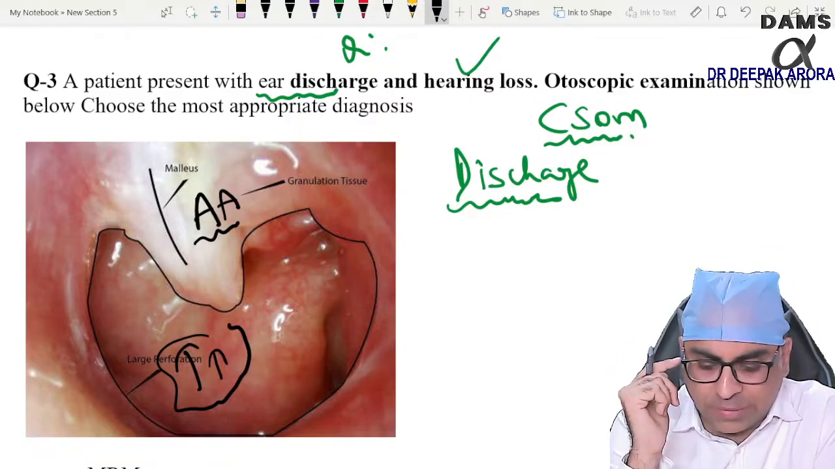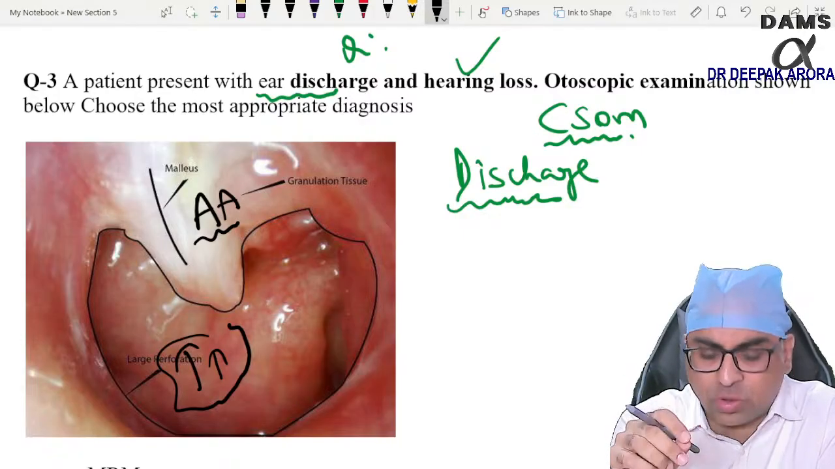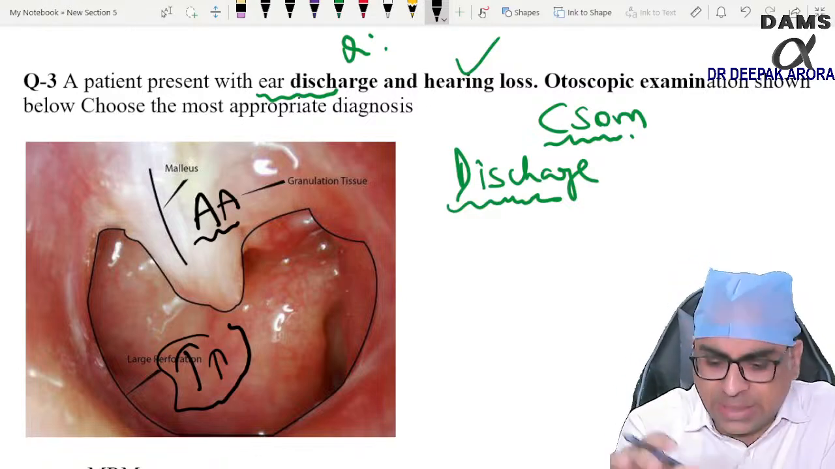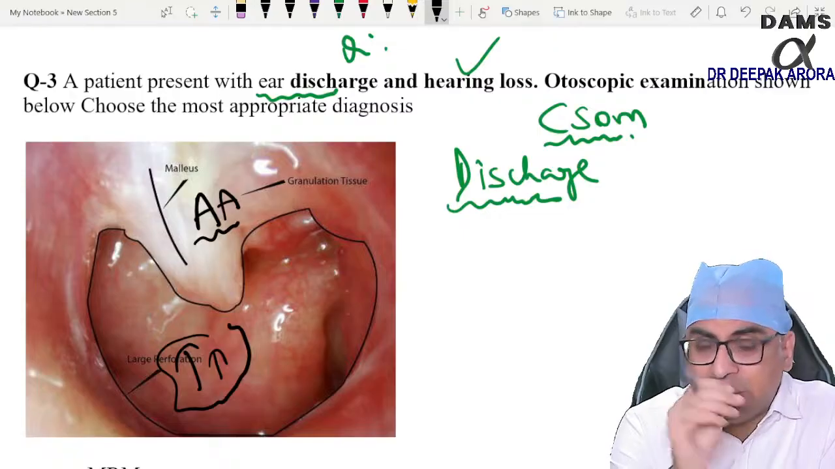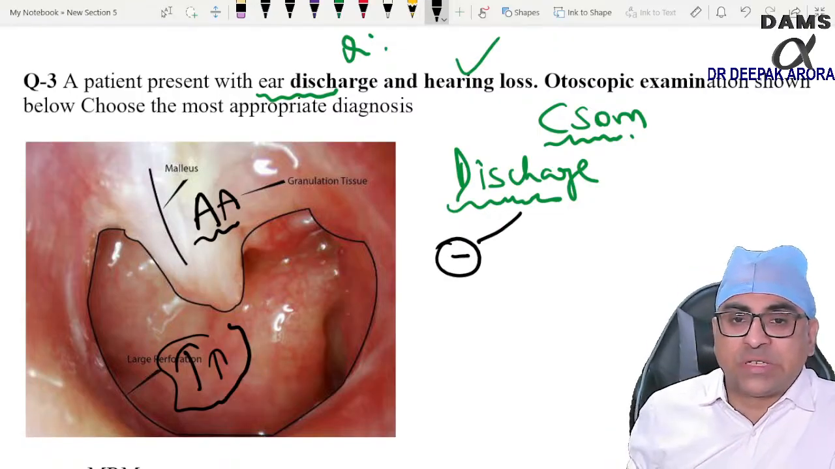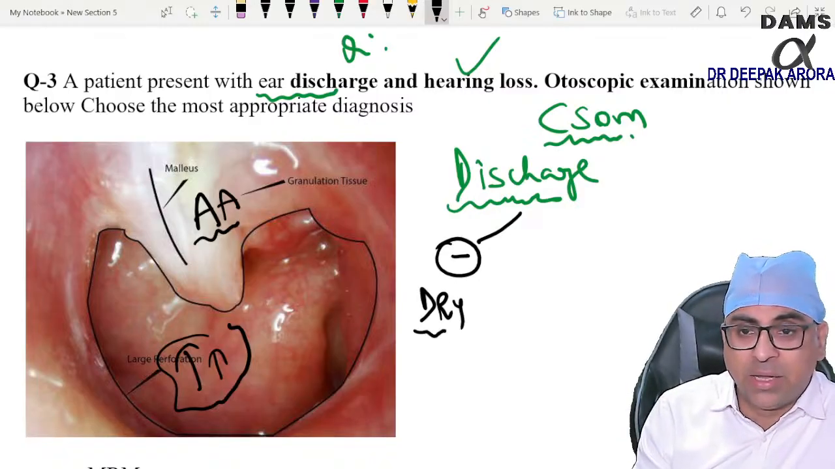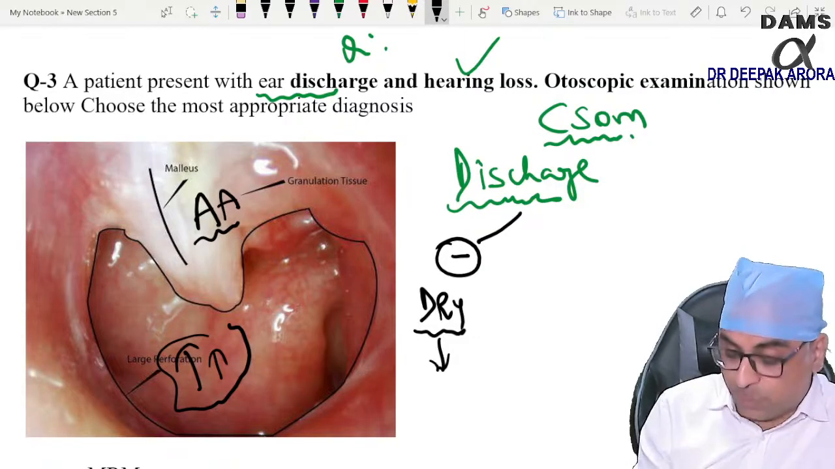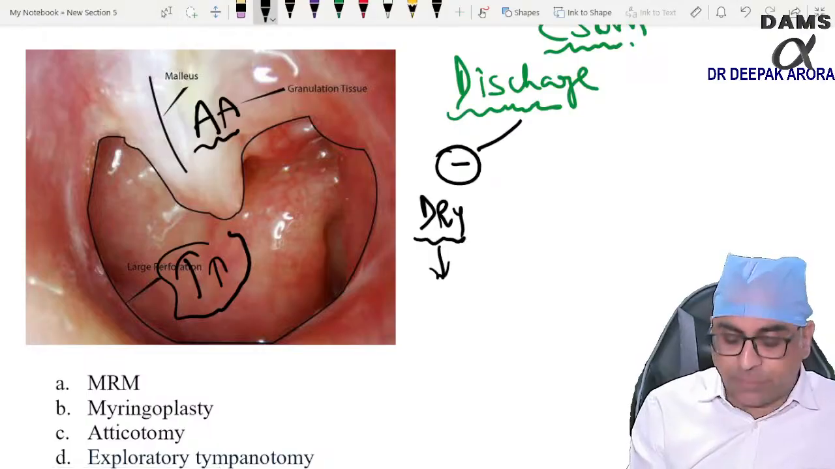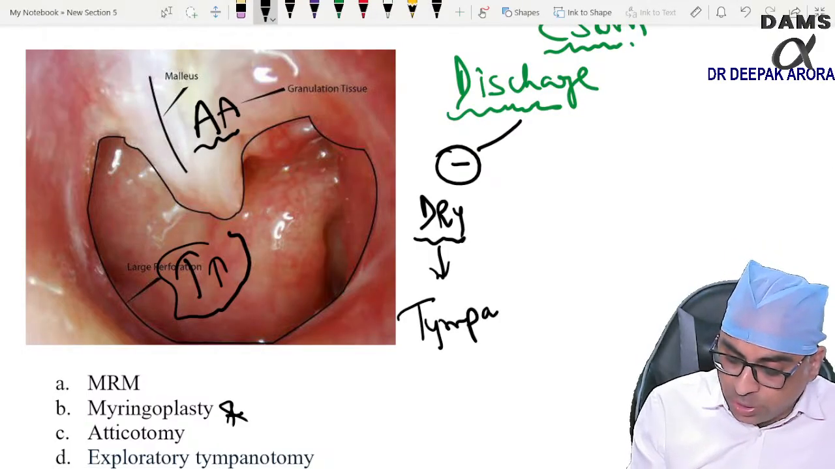Atticotomy cannot be the right answer, beta. Atticotomy is only reserved for cases where the pathology is confined to the mastoid only, then I will go for atticotomy. Now, if ear discharge is absent, let's say no ear discharge, only a central perforation, a dry ear, I will go for tympanoplasty. And among the four options, the option for tympanoplasty is type 1 tympanoplasty, that is myringoplasty. I hope you are getting my point.